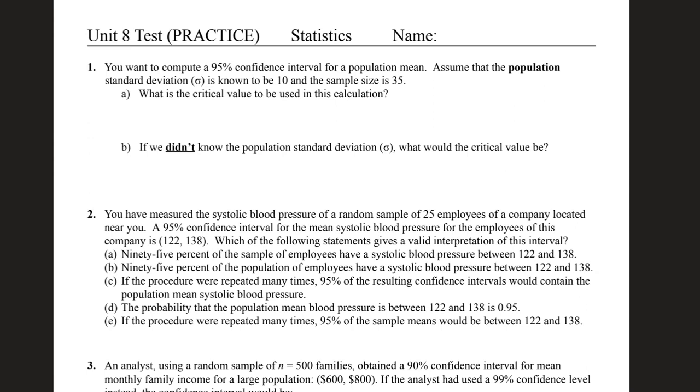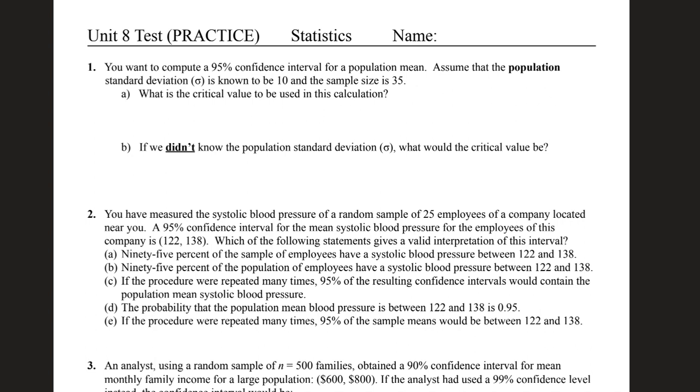So the first question says you want to compute a 95% confidence interval for the population mean. It tells us to assume the population standard deviation, which is sigma, is known to be 10 and the sample size is 30. So it says, what is the critical value to be used in this calculation?